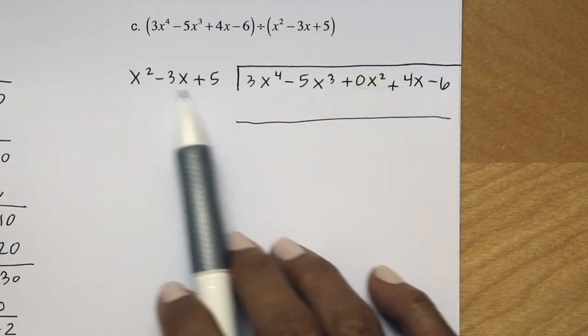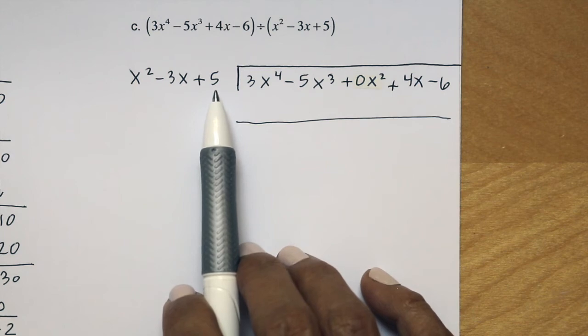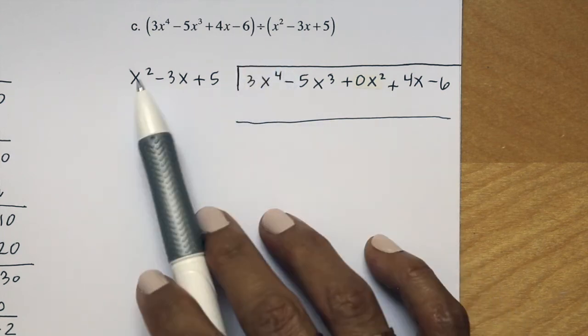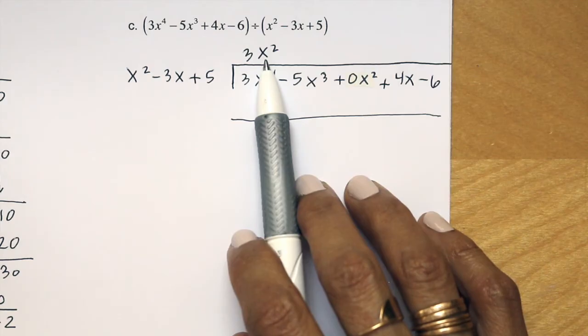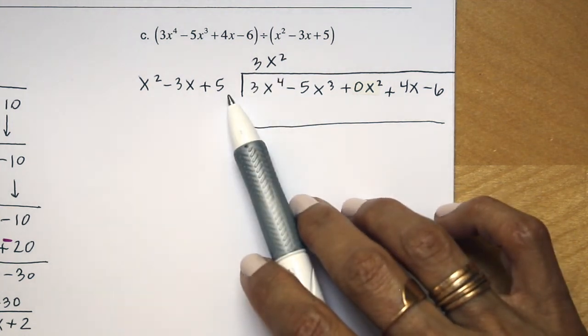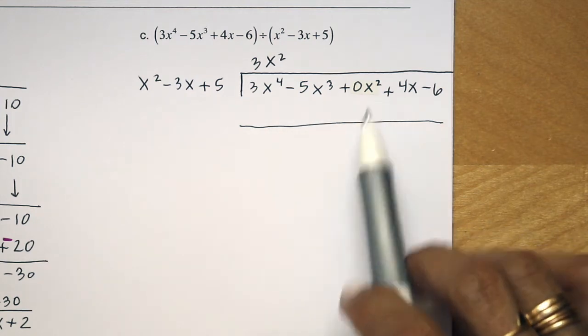Over here, this problem obviously looks a little different because we have 3 terms on this outside, but the problem will still work the same. We're still going to start the same way. We're going to say what times this first term makes this first term, and you get 3x squared. Now we're going to take this term and we're going to multiply it to all 3 terms out here. So we're going to distribute to all 3 and write it down here.